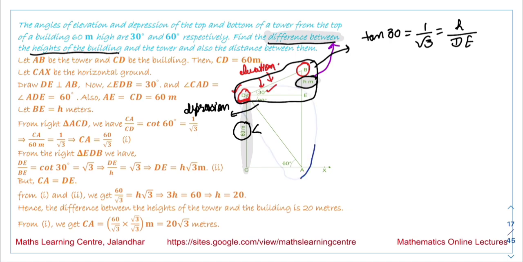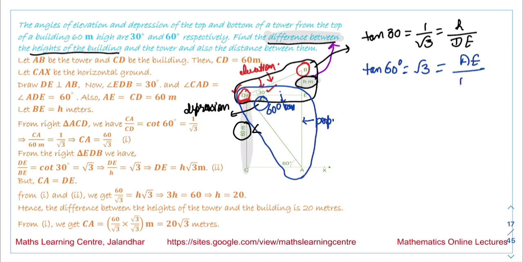Next we are talking about this triangle AED. In this triangle this angle is 60 degree. Corresponding to this angle this is the base and this is the perpendicular. So the value of tan 60 degree is equal to root 3, that is equal to perpendicular AE over base DE. Now the value of this perpendicular is equal to 60.